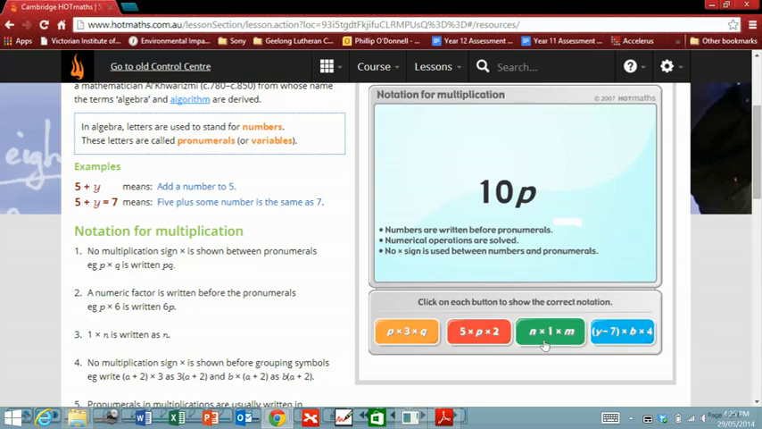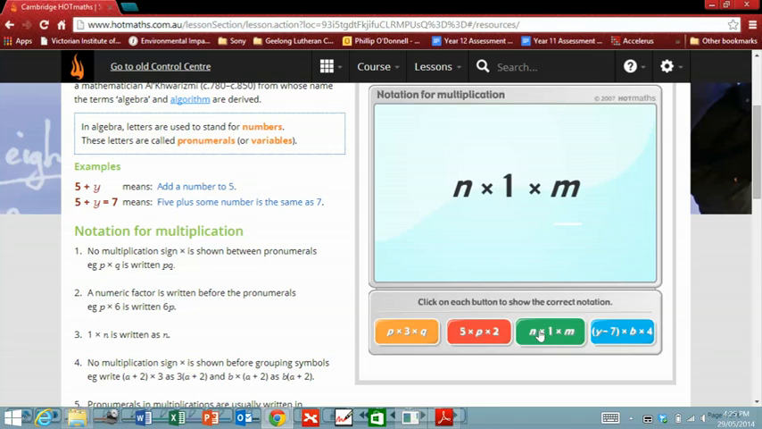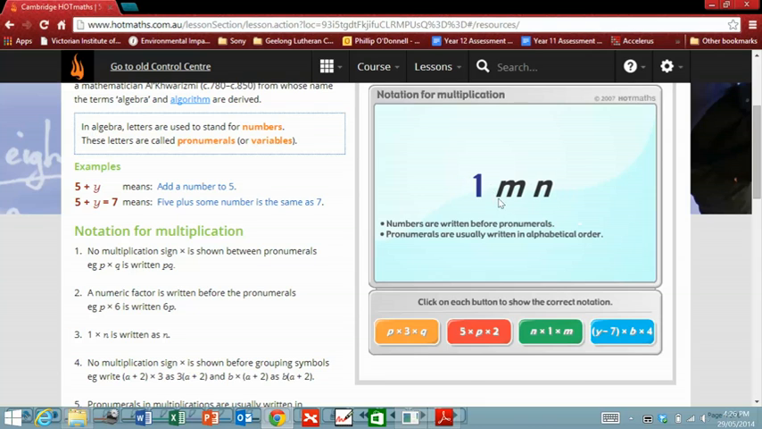Next one along here is N times 1 times M. Again we put the number at the front, before the letters. We put the letters in alphabetical order, and then we get rid of the multiplying, and hopefully the 1 disappears because the coefficient of 1 does not need to be shown. Again, it's one of those mathematical conventions. You're not wrong if you show it there. Sometimes I encourage kids to write it there so they remember there is a 1 sitting out in front, because sometimes that is important, but you normally don't need to write it.